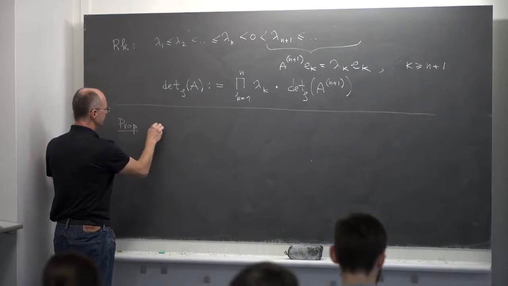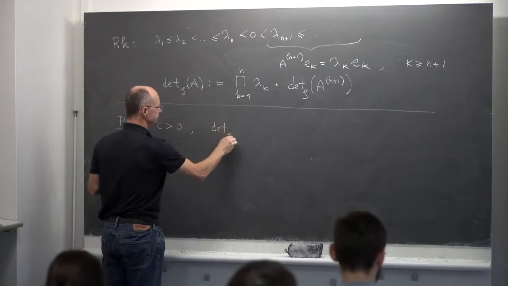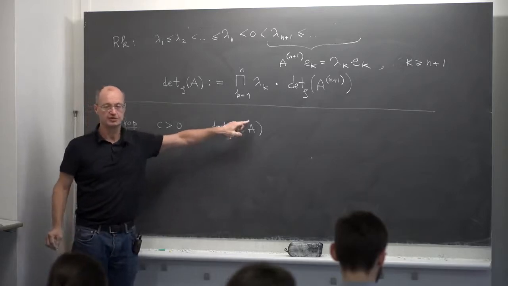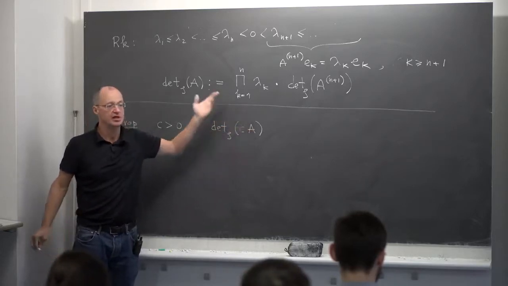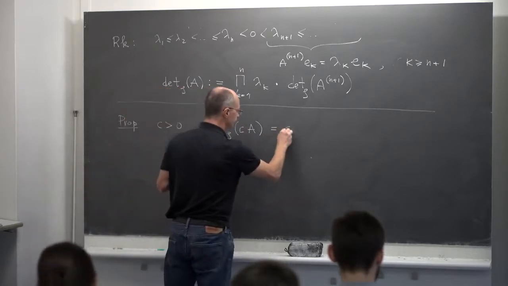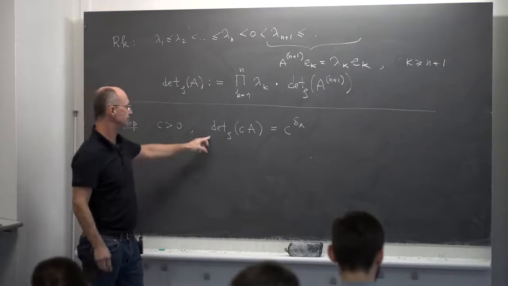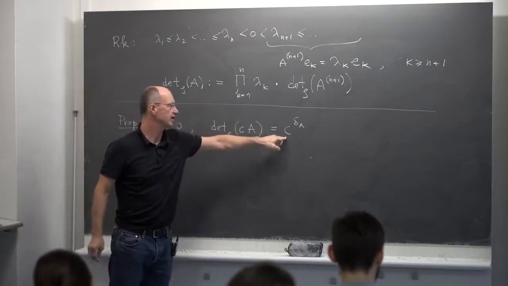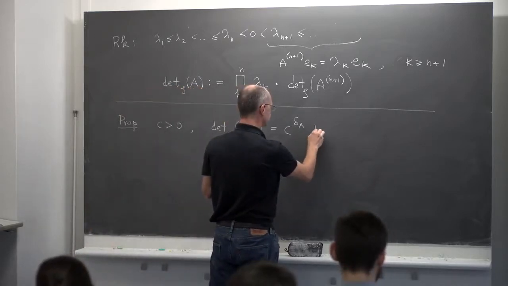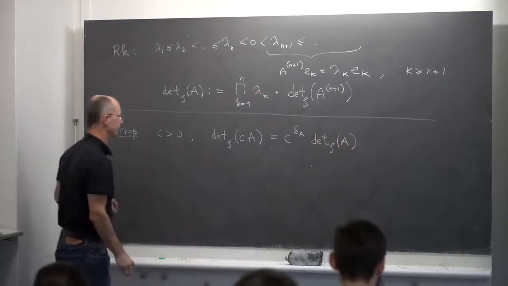Now a proposition. Suppose that I take a positive real number c and I consider the zeta regularized determinant of this positive number times A. Of course, c times A is an operator with similar properties. So then, at least for positive eigenvalues, we get c to the power delta A times the zeta regularized determinant of A.